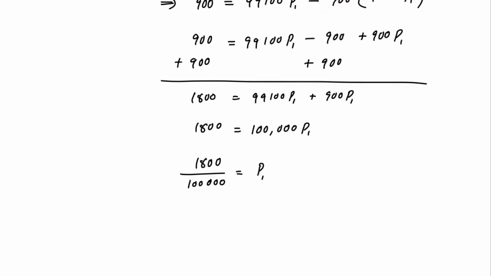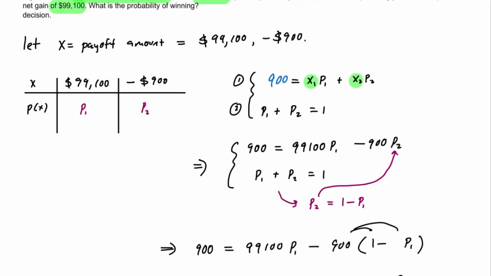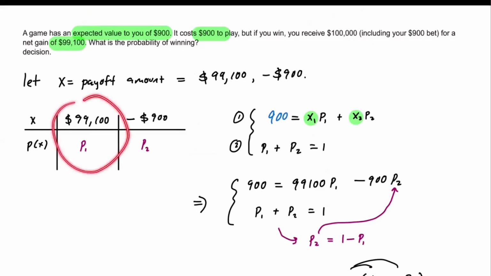If you put this in your calculator, you'll have that P1 is equal to 0.018. So that is the answer to the problem. What is the probability of winning? The probability of winning is P1, which we just computed: 0.018. That's the probability of winning. Now, if you want to find P2, you can also do that, but that's not needed.